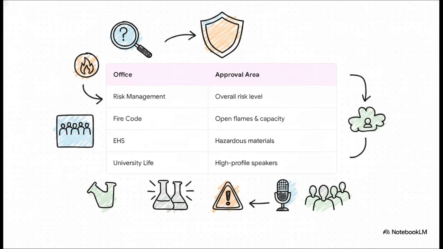The really crucial takeaway here is that these offices are not hurdles. They're your safety partners. Depending on the details you entered, risk management might review the overall risk level. Fire code compliance will pop in to verify you aren't exceeding room capacity or to make sure you're safely managing open flames. Environmental health and safety steps in if hazardous materials are involved. And the Office of University Life handles events that feature controversial or high-profile speakers. They are all working tirelessly behind the scenes to make sure your event goes off safely.